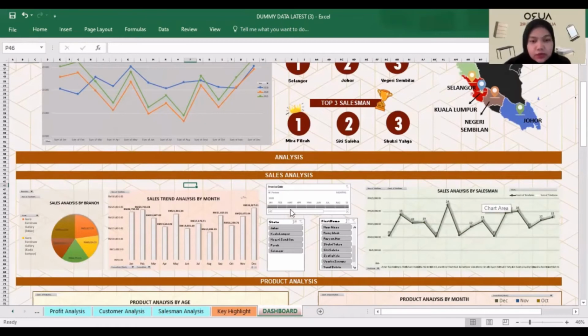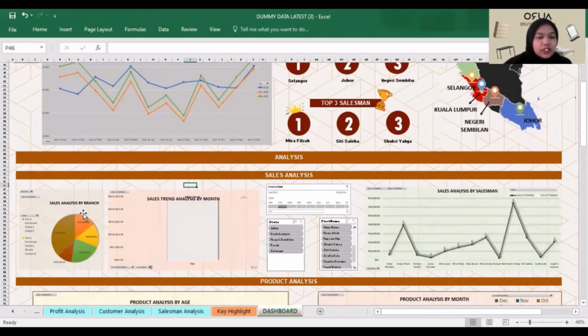So let me show you an example. If I want to show the sales in the month of February, all the charts will change according to the month, which is February. So we can see that this shows the sales analysis by branch in the month of February, the sales trend analysis by month of February, and also the sales analysis by salesman in the month of February.